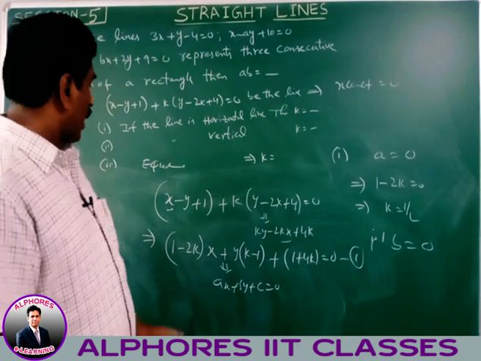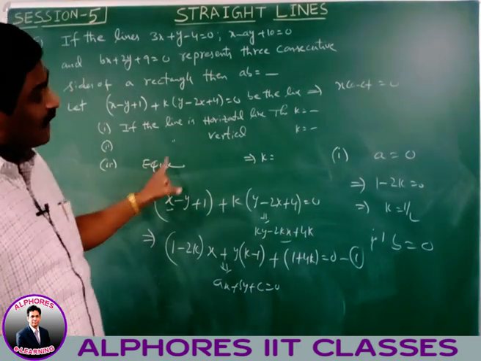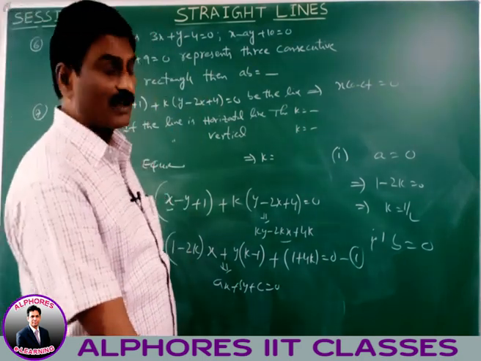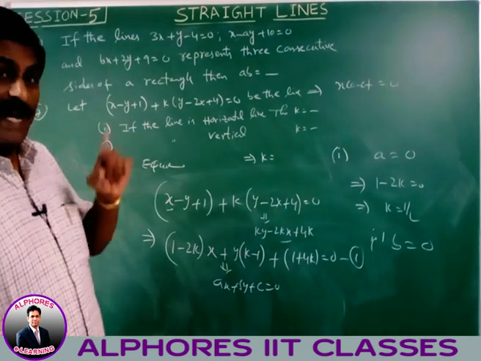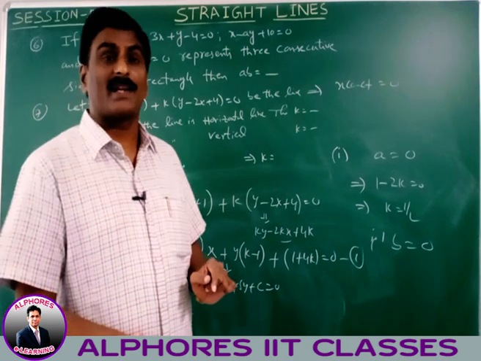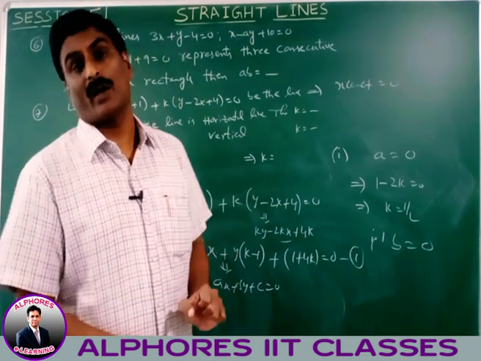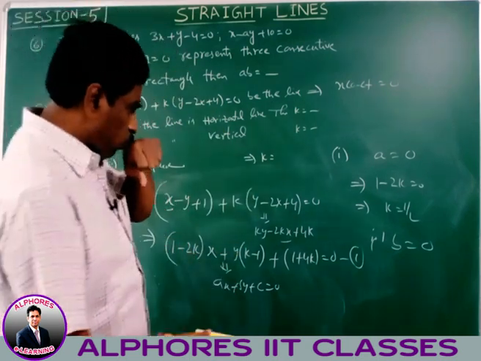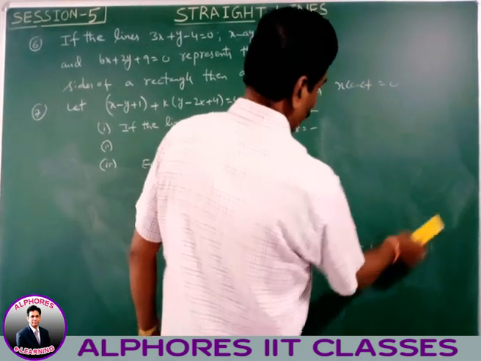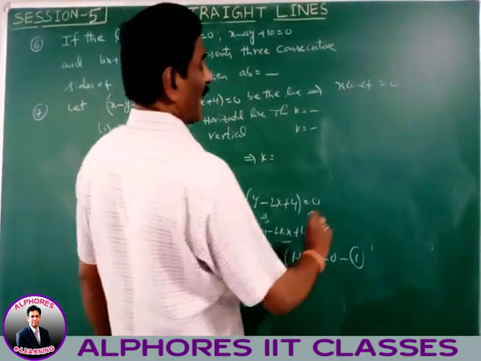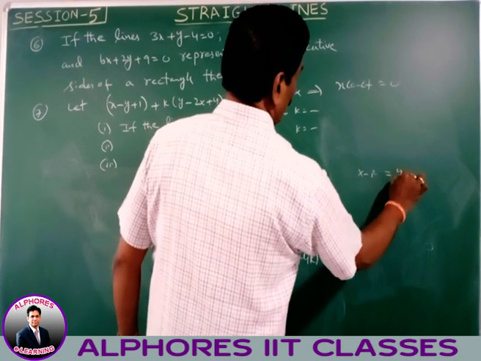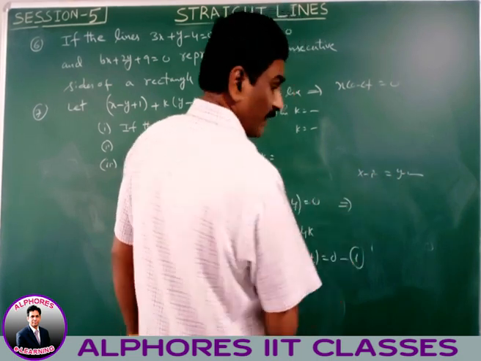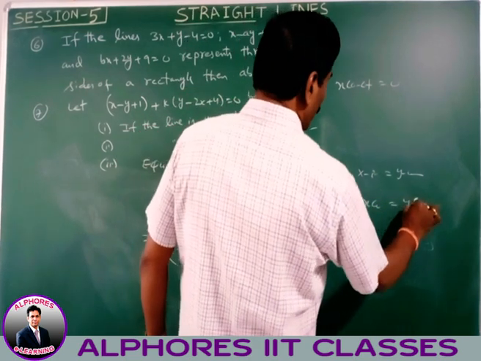Okay. Next, last point. If the line makes equal intercepts on the coordinate axis, what is the value of k? Already we discussed about this point. What is the condition? x coefficient is equal to y coefficient. Third one, the line makes equal intercepts on the coordinate axis. That means x intercept is equal to y intercept. It is possible only when x coefficient is equal to y coefficient.